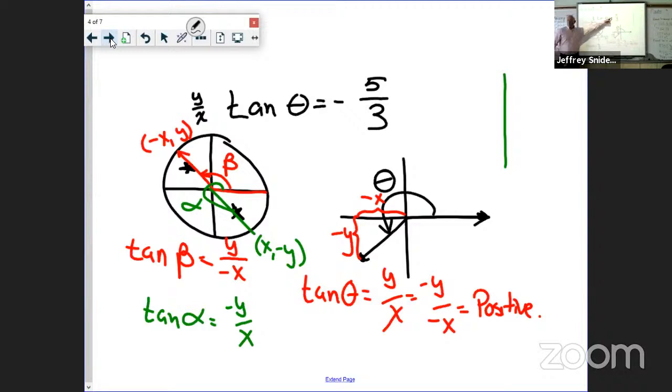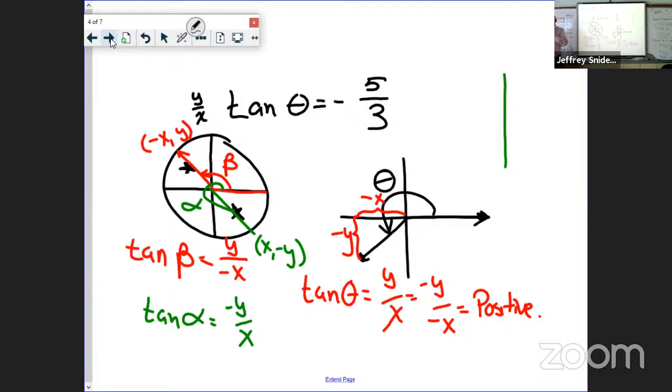Not if tangent's negative. Yeah, that's what I mean. How do you know where to put it if it's negative, if you put positives in the circle before? I don't know. I'm just confusing myself. Wait, because if tangent's negative, I say to myself, where's tangent positive? The fourth quadrant? Tangent is made of y's and x's.